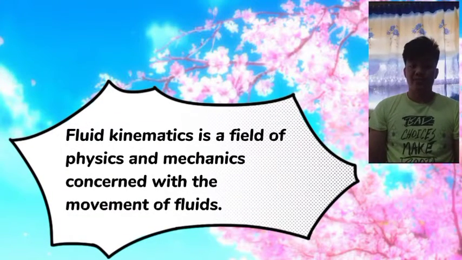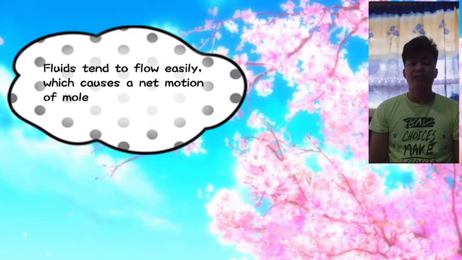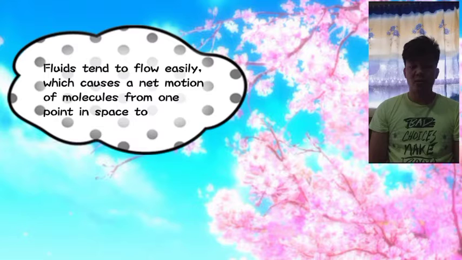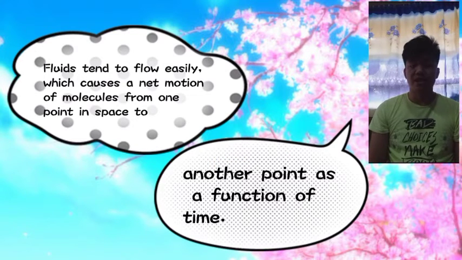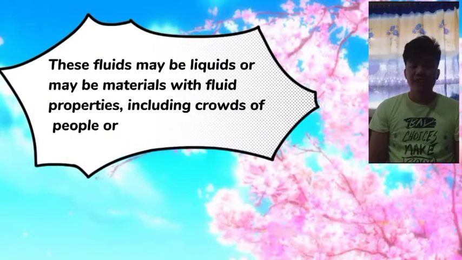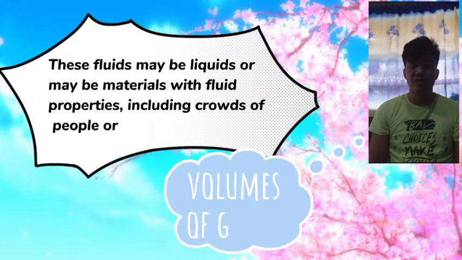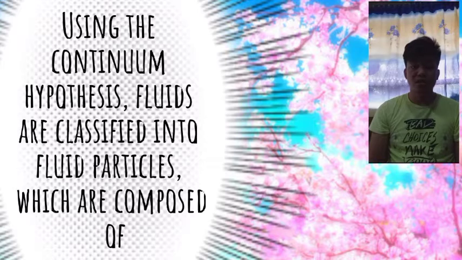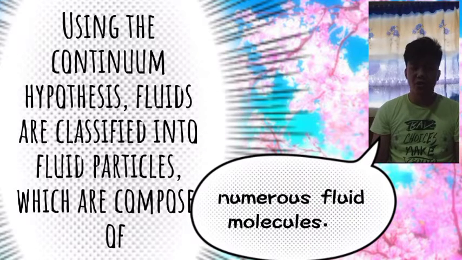Fluid kinematics is a field of physics and mechanics concerned with the movement of fluids. Fluids tend to flow easily, which causes a motion of molecules from one point in space to another point as a function of time. These fluids may be liquids or may be materials with fluid properties, including crowds of people and volumes of grains. Using quantum physics, fluids are classified into fluid particles, which are composed of numerous fluid molecules.